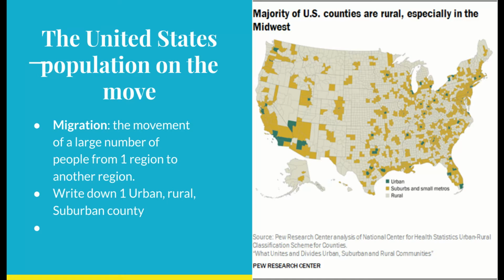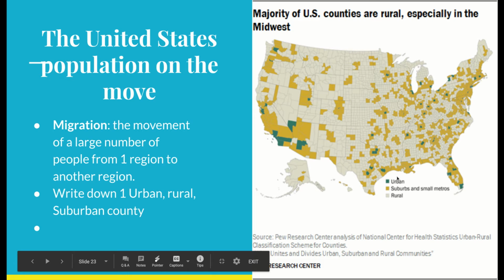Okay. The United States population is always on the move, so migration within a country is very common. The movement of a large amount of people from one region to another is what migration is. So I want you guys to take a second to write down one urban, one rural, one suburban county by looking at the map right here. Okay.